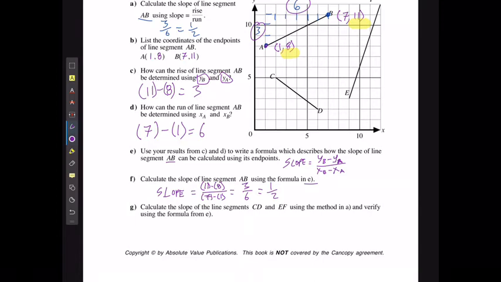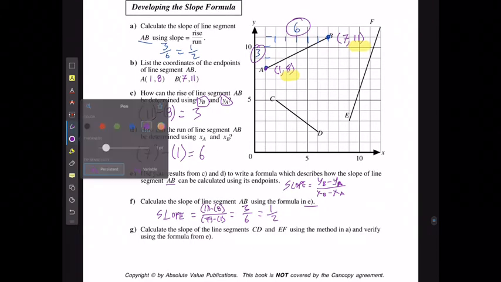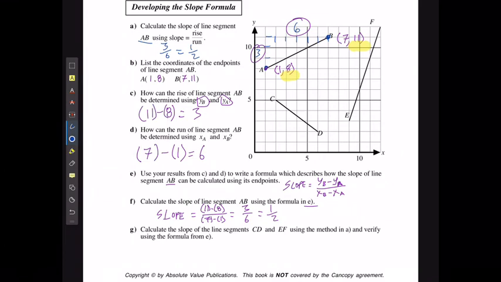I'm going to use the other 2 line segments to check this. So first thing, I'm going to take a look at C to D, and I'm going to say, well, this went down by 3, and right by 1, 2, 3, 4, which means that it has a slope of negative 3 over 4.